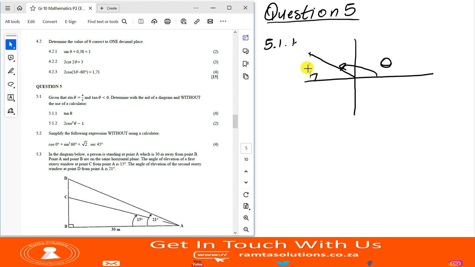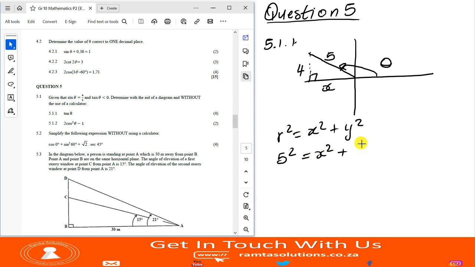So what is this? This sine, remember, is opposite over hypotenuse. So what is opposite? It's 4. What is hypotenuse? Hypotenuse is 5. Now we need to look for this x here. Because we know tan is opposite over adjacent, we need to find this x first. So we know r squared equals x squared plus y squared. What is r? They gave it to us as 5. What is x? We do not know. What is y? It's 4.